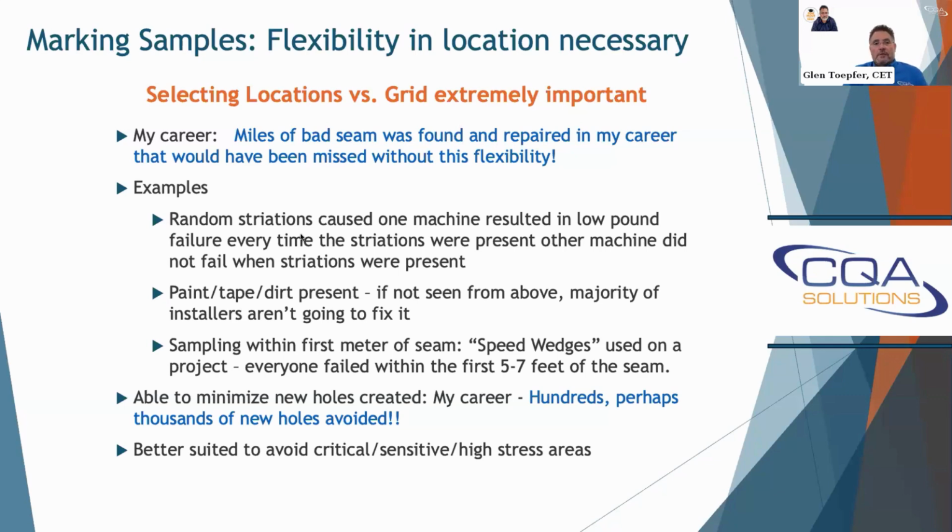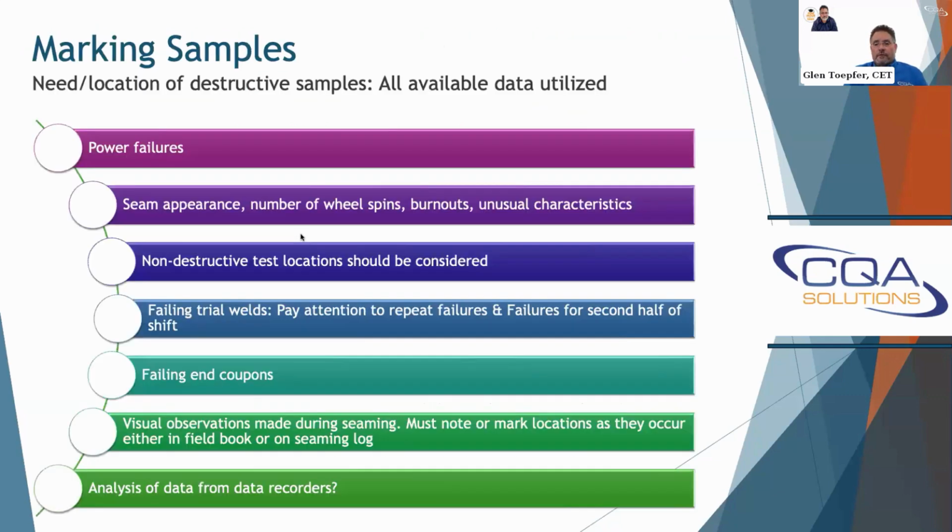And I mentioned it's also better suited to avoid the critical areas. So some of the things to look for: utilize all the data when you're marking your samples. Look at power failures, seam appearance, what did the non-destructive tests look like? Failing trial welds. If I have a failing trial weld, I like to mark a sample a lot of times on that first seam they do somewhere in the beginning.